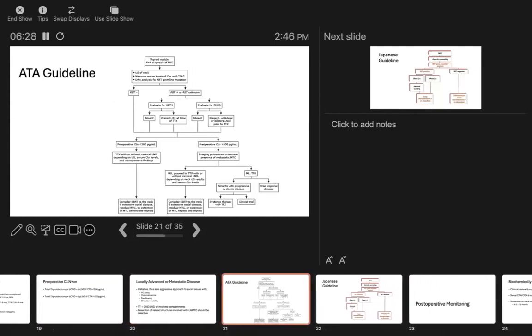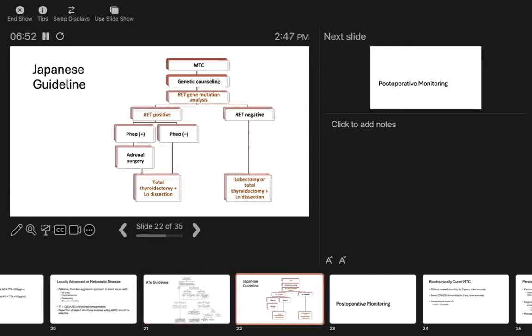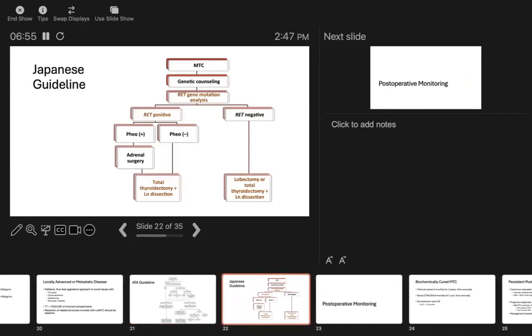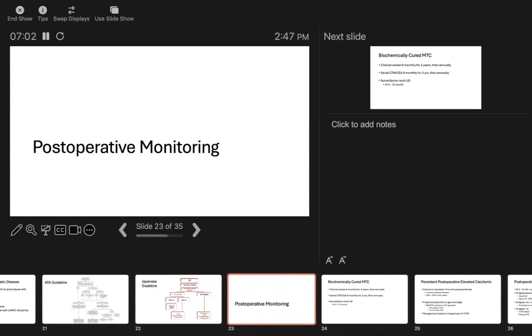You can see, it's a bit busy. All right, so this is the ATA guideline, a bit complicated, but as you can see, those are the figures that they use and how they use the RET positive or RET negative and evaluate for all the concurrent disease that we know, like FAO and hypoparathyroidism, and you follow it. The Japanese actually use a simpler guideline, but more or less relying on the RET mutation as well as the calcitonin levels.